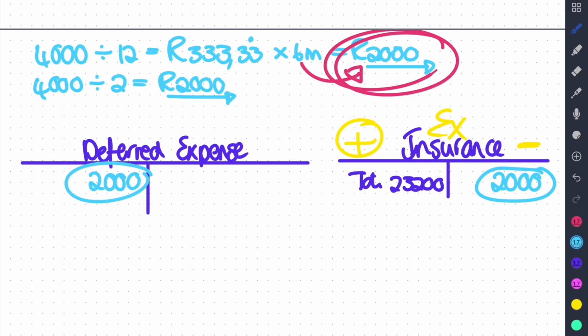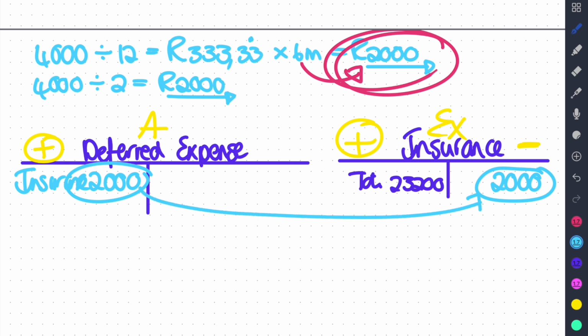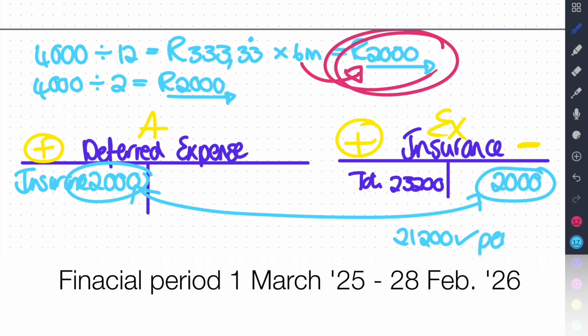There's my double entry. Question now, why would I debit deferred expense? This is an asset. Somebody owes me. So I've paid for insurance that they have not yet delivered. So therefore, I'm going to refer to it as an asset. And that makes complete sense. Asset debit, expense goes down. So your new expense will be around 21,200 when you total it again. And that is correct because that represents the period that you are busy with, the 1st of March 25 to 28 Feb.